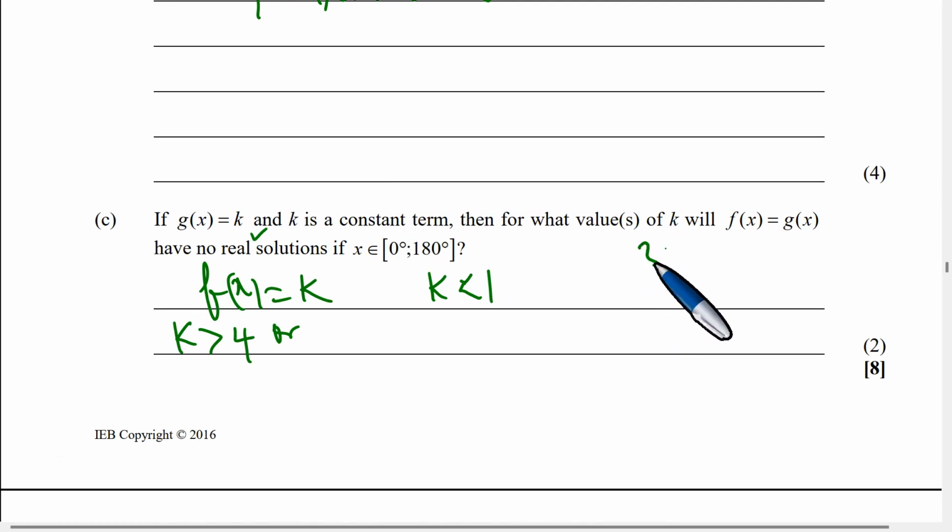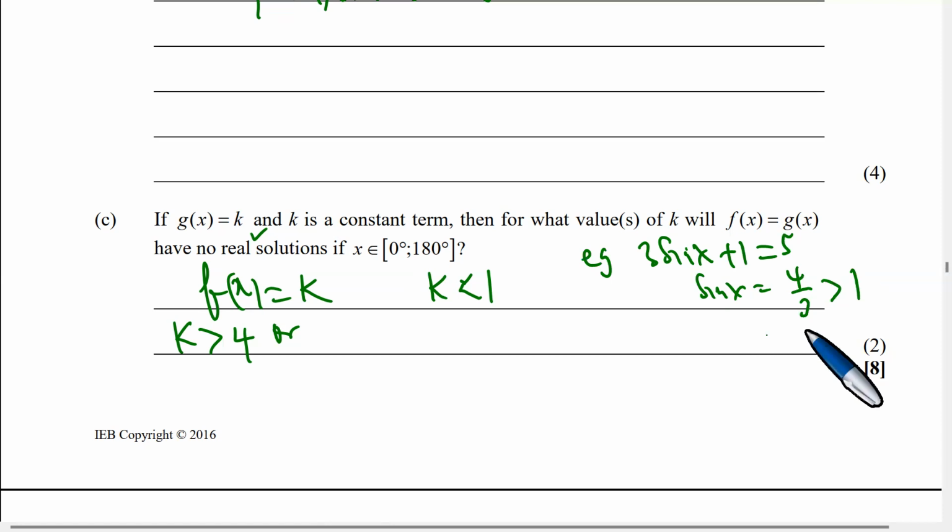we are looking at f being 3 sine x plus 1. If you allow this to be a number bigger than 4, then you're going to have a problem. An example would be if you allow it to be 5. What is sine x? It's going to be 4 over 3, bigger than 1. So this one is invalid because the sine function cannot be bigger than 1. The sine function is a bounded function, between minus 1 and 1.